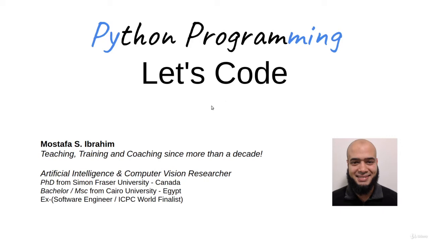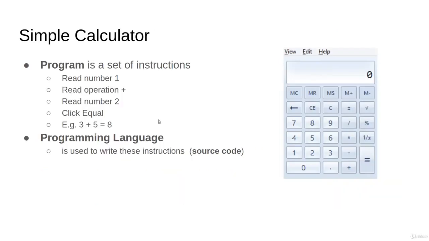In this video, we will learn how to code. We will see our first program. Let's open a calculator. Enter 3 plus 5 equal, you will get 8.